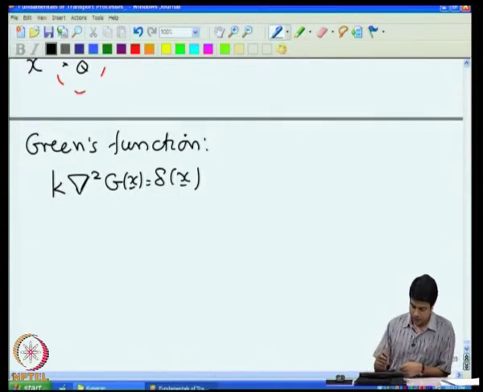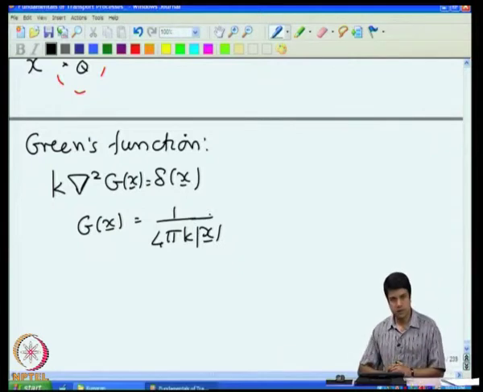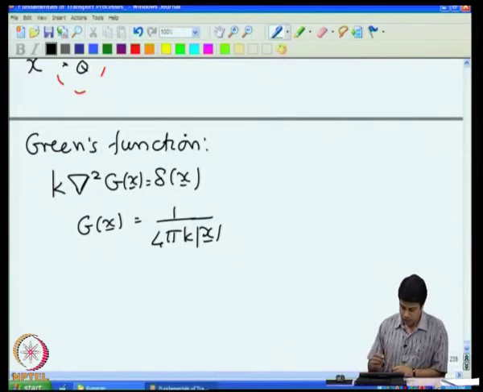Now, the solution of this, as we all know, is given by g of x is equal to 1 by 4 pi k into the distance x. That is, this is the solution for a point source located at the origin.